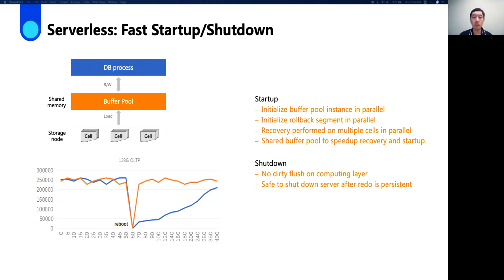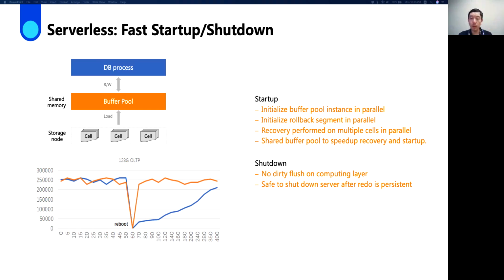So in order to achieve faster elasticity, we need to make sure the computing node can shut down and start up instantly, so that we can quickly adjust the computation resource. For the startup process, we optimize the buffer pool and the rollback segment initialization process by making them run in parallel. As mentioned in the previous slides, the recovery process can also be done on multiple cells in parallel, which is also very helpful for faster startup.